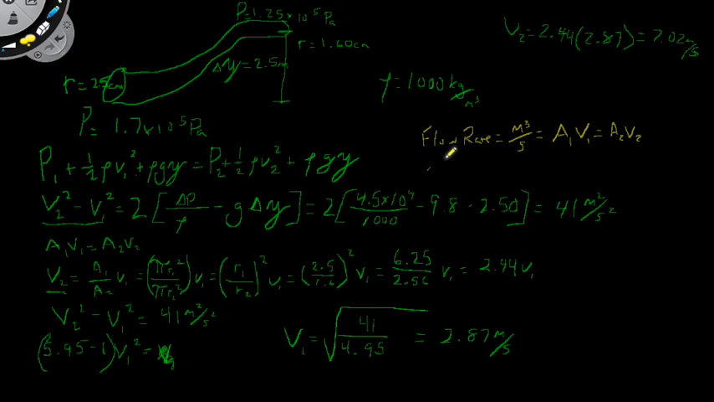So I'm going to take my 0.025 meters squared times pi, and then multiply it by my 2.44. And I should get a flow rate, in this case, that is equal to 0.0056 meters cubed.